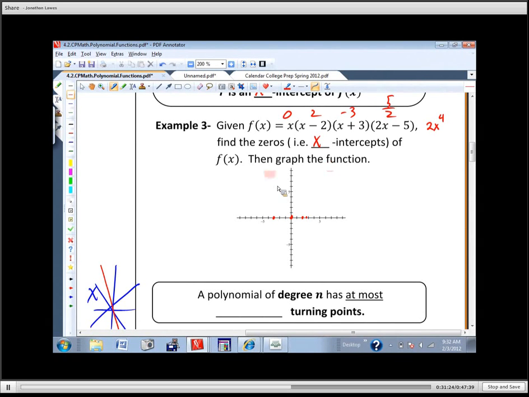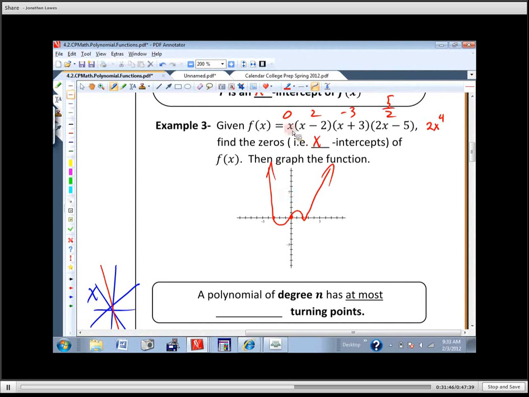Okay, so we're going to come down here. We're going to cross through here. Turn around and hit that one. Turn around and hit that one. And we got to make a quick turn around. And there we go. So it's got a couple wiggles in there, right? Okay, yeah.